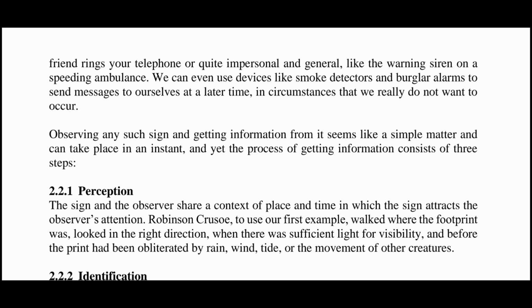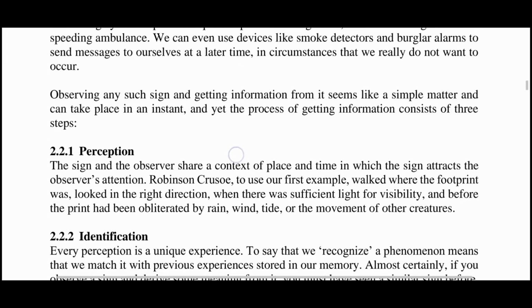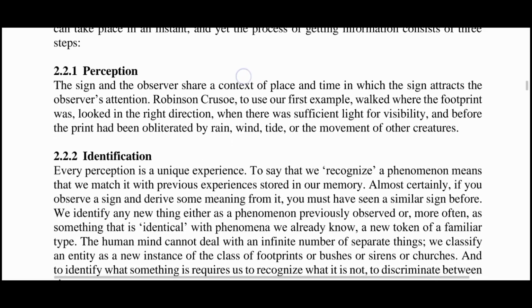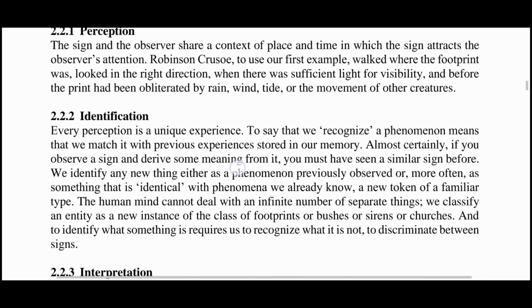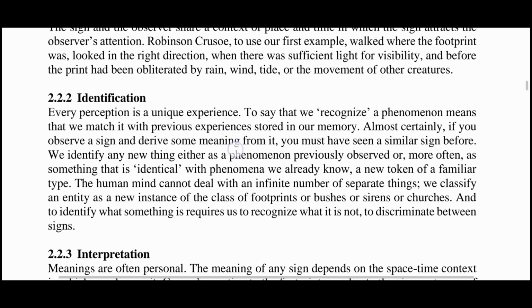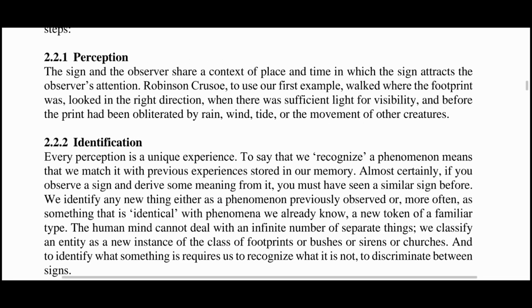Observing any such sign and getting information from it seems like a simple matter and can take place in an instant, and yet the process of getting information consists of three steps. So what are these three steps? The first one is perception, the second one is identification, and the third one is interpretation. The first one is perception.